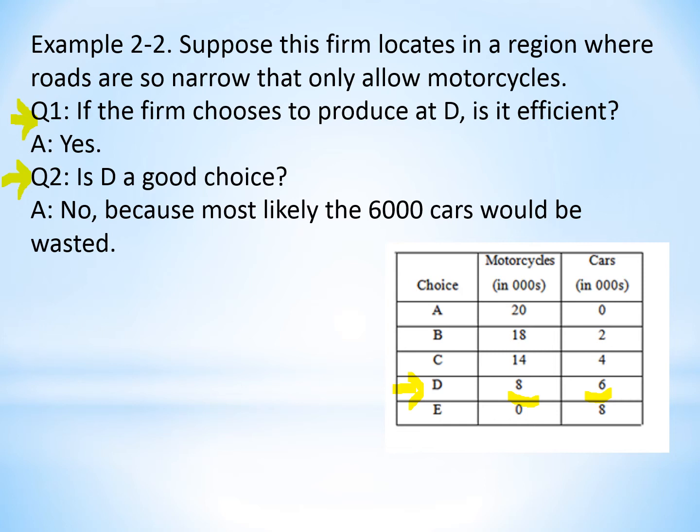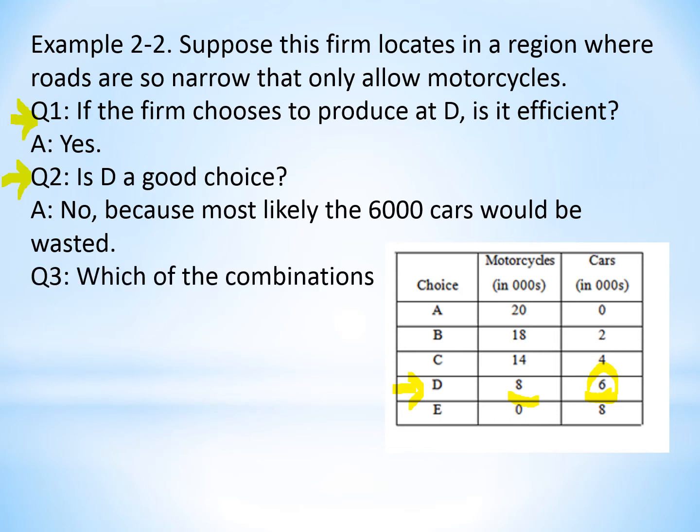Suppose you said, Dr. Chen, I disagree with you. I don't think D is bad, D can be good. Then you will just have to convince me. One of the students actually told me that he thinks D can be a good choice. I asked why. He said that because he can just export these 6,000 cars to another country. So I said, yeah, that is good. So see, it doesn't have a fixed answer when it is a normative economic question.